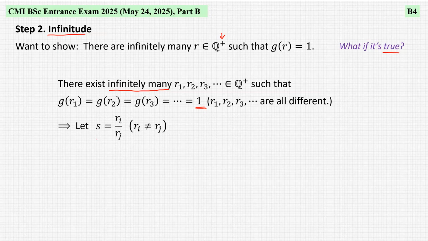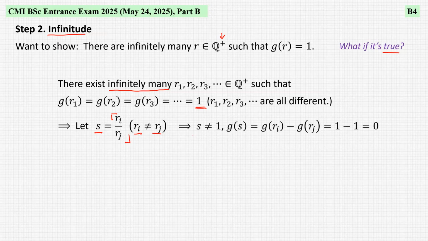Well, one thing we can do is that we can define S by choosing any 2 different R values and calculating the ratio between them. Alright, so this is a simple definition, but why do we care about the ratio? Well, the significance of this S is that first, S is a positive rational number not equal to 1, and second, g of S is equal to g of Ri minus g of Rj, so it gives the value 0.